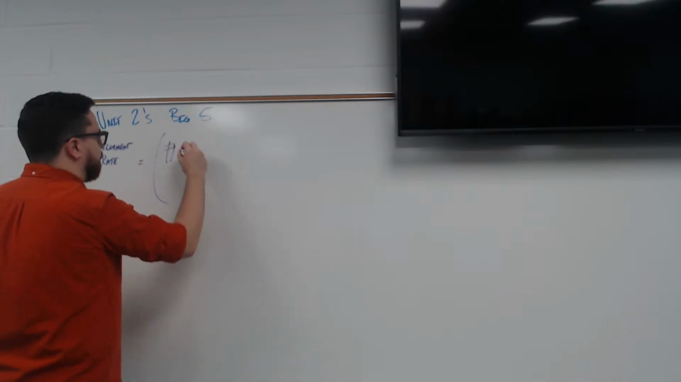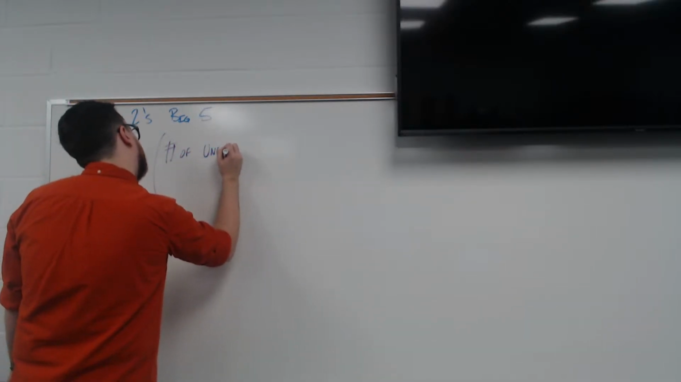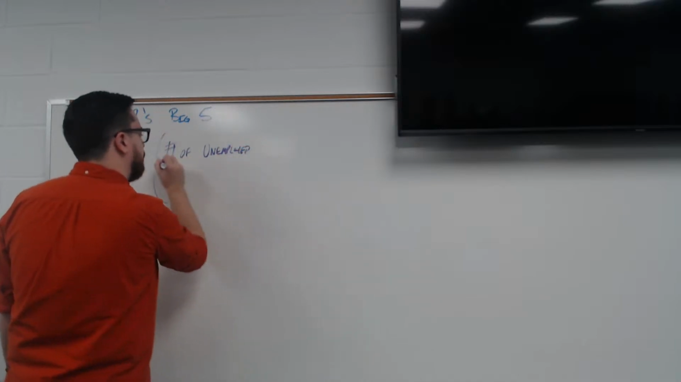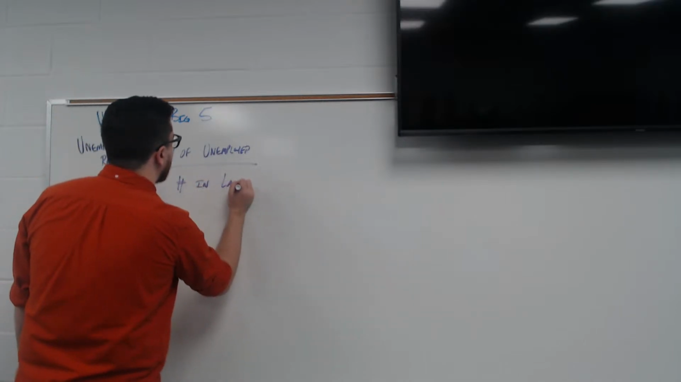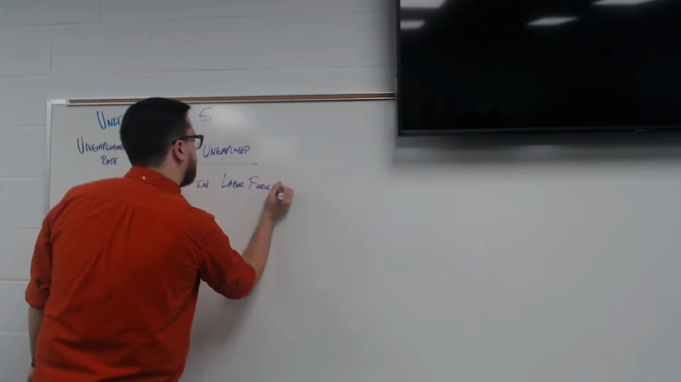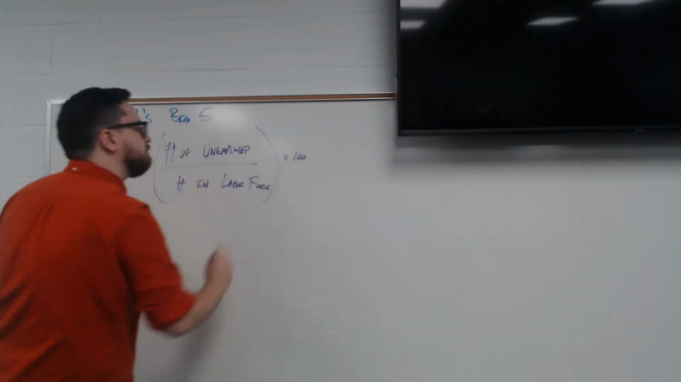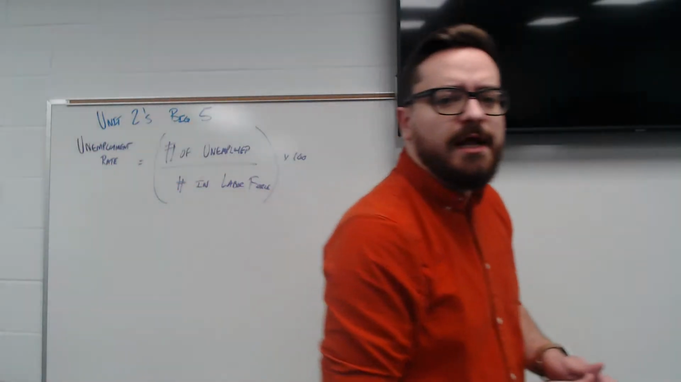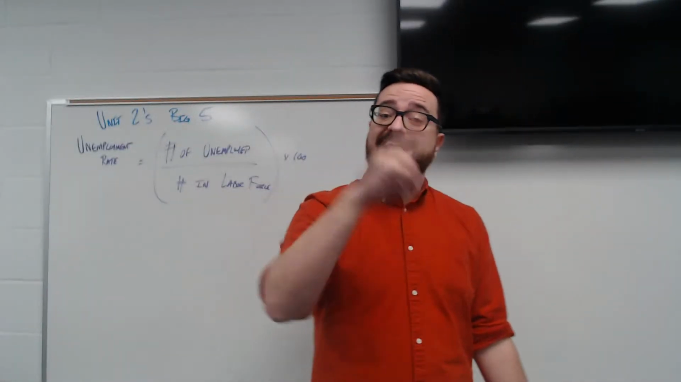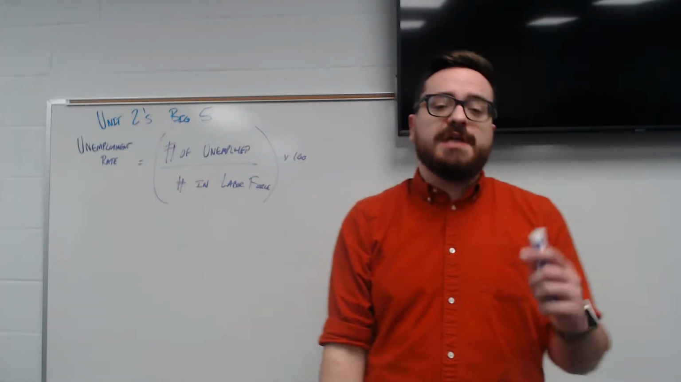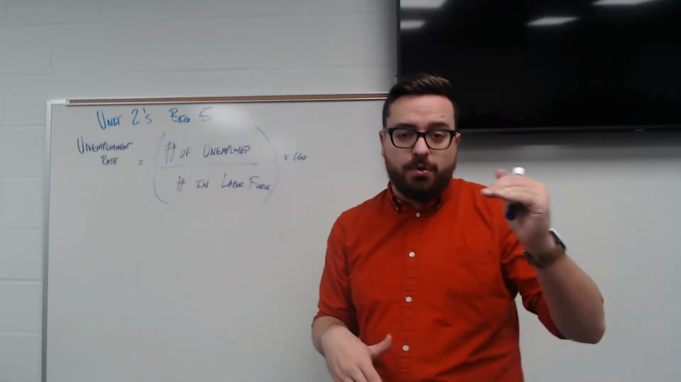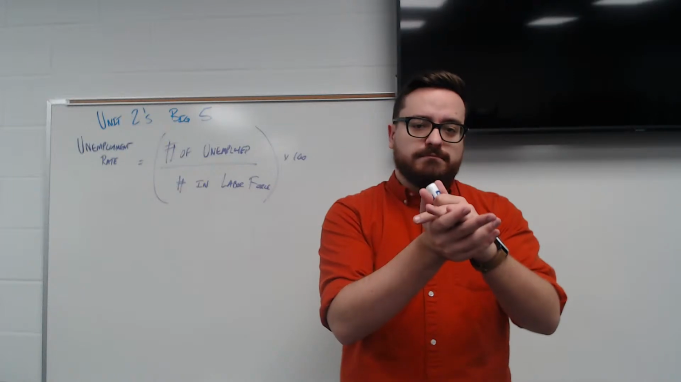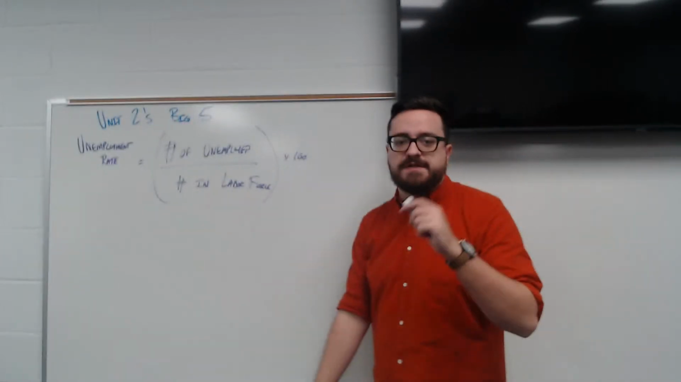Unemployment rate: number of unemployed divided by the number in the labor force, times 100. Important to mention here, the labor force is all of the employed and unemployed people. So if they don't tell you who's in the labor force or what the labor force is as a whole number, but they tell you how many people are employed and how many people are unemployed, add them. That's your labor force. Labor force is just employed plus unemployed.